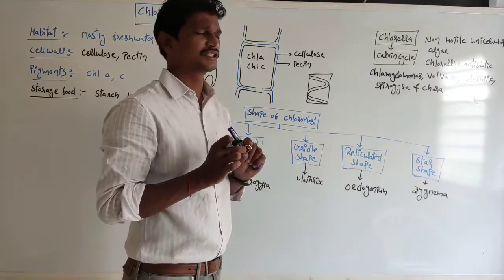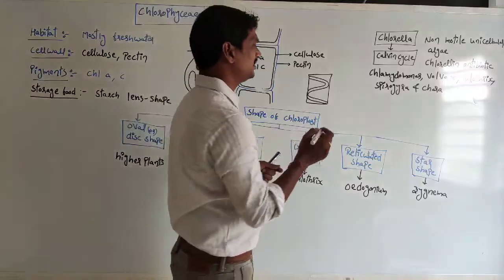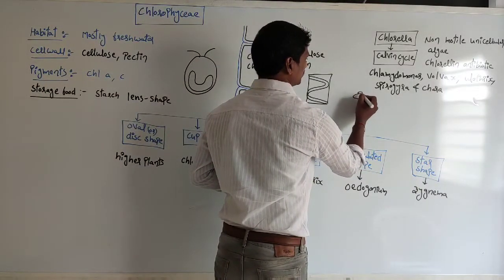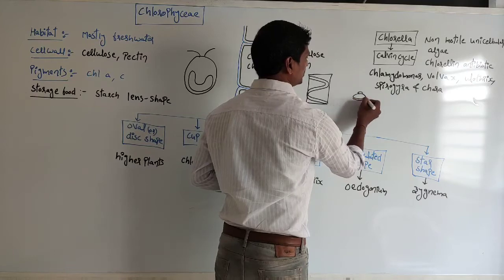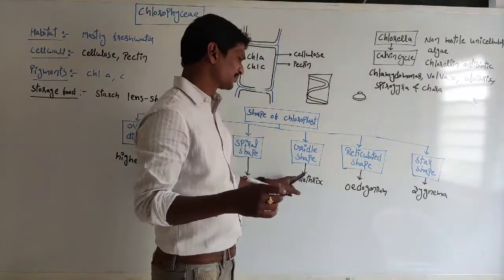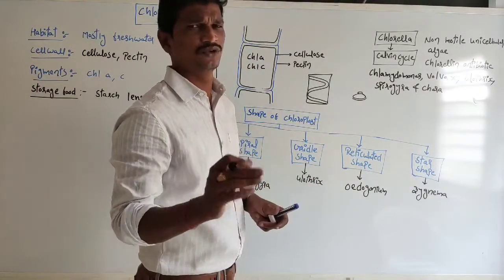The ring shape structure is nothing but the girdle shape, like this. The chloroplasts exhibit a ring shape structure, with many present in a row like this, right? The example is Ulothrix.